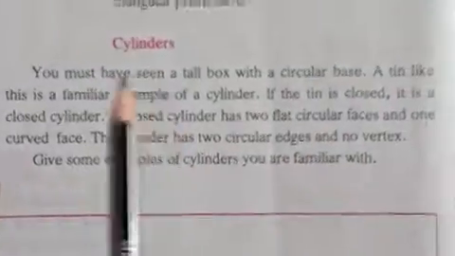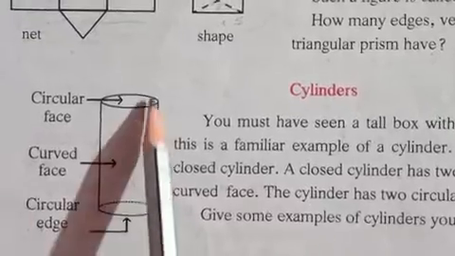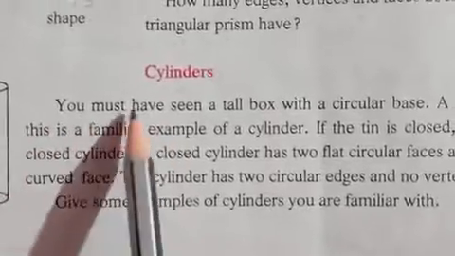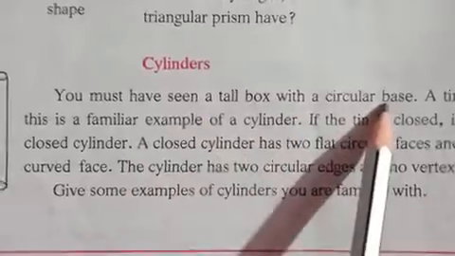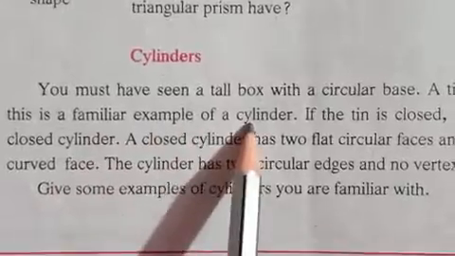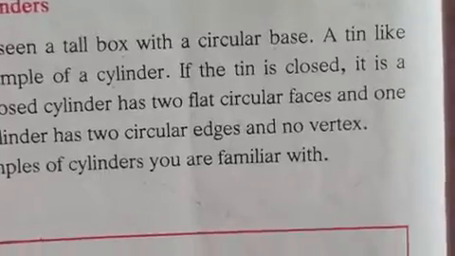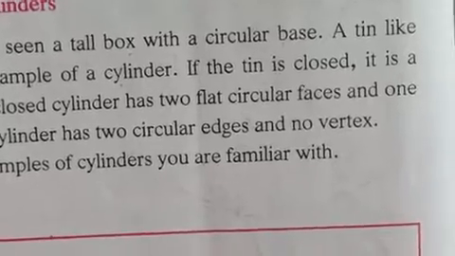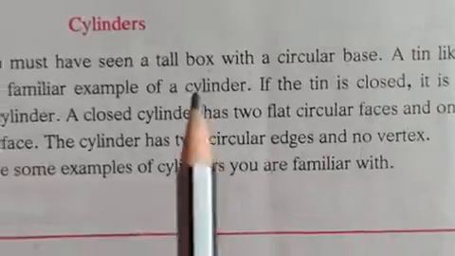Clear? Now next is cylinders. You all know what a cylinder is, right? It is a cylindrical shape, a circular shape. You must have seen a tall box with a circular base. A tin like this is a familiar example of a cylinder. You all must have seen a tin. Cold drink, you get a tin, no? That is also a cylindrical shape. Then you have seen the tank, cylindrical shape, or a gas cylinder, cylindrical shape.